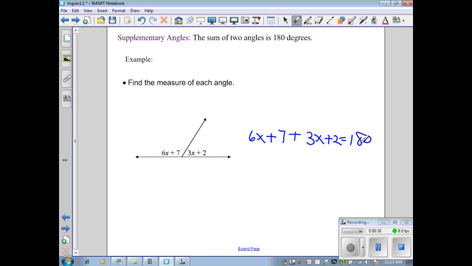Simplifying the left side of the equation, and then solving for our variable. Here, our variable is going to equal 19. Again, all we need to do is substitute into the expressions given for our angles, and that will give us the degree of each angle.